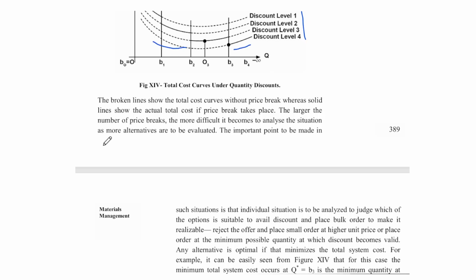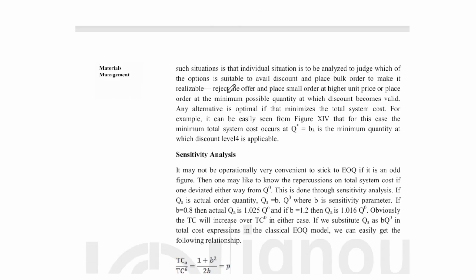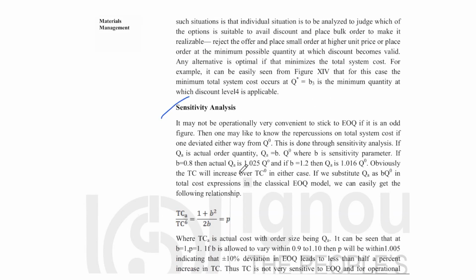So these are the differences, and the larger the number of price breaks, the more difficult it becomes to analyze the situation, as more alternatives are to be evaluated. The important point to be made in such a situation is that each individual situation is to be analyzed to judge which option is suitable: avail the discount and place a bulk order, reject the offer and place a small order at a higher unit price, or place an order at the minimum possible quantity at which the discount becomes valid. And next is sensitivity analysis.